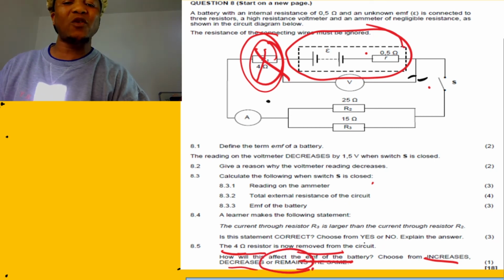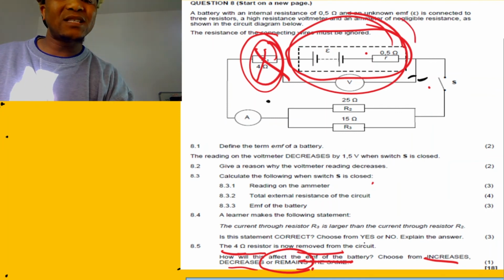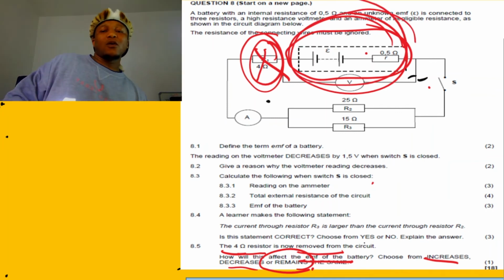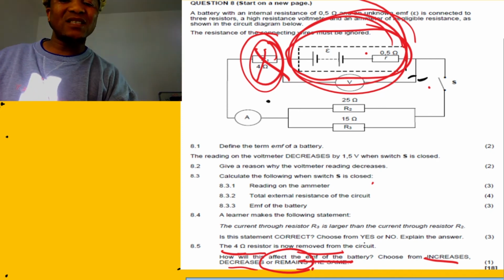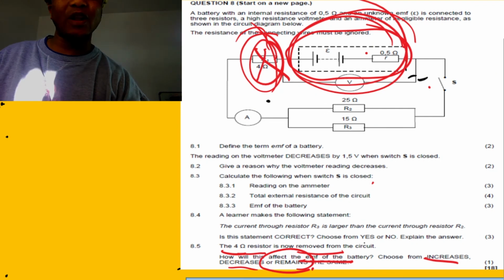It's going to remain constant because EMF has to do with the internal part of a battery. This is an external resistor, so it does not have any effect on EMF. So it's going to remain constant.